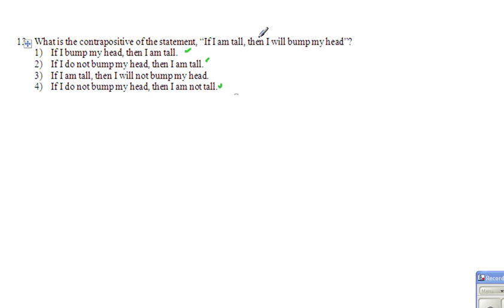But changing this order becomes converse. But contrapositive is converse and inverse, meaning we have to negate that too. So technically, it should say, if I do not bump my head, so we have this one and this one. I am tall. When it goes to the other side, it should say, I am not tall. Having the idea of inverse. So therefore, choice number 4 becomes our answer.